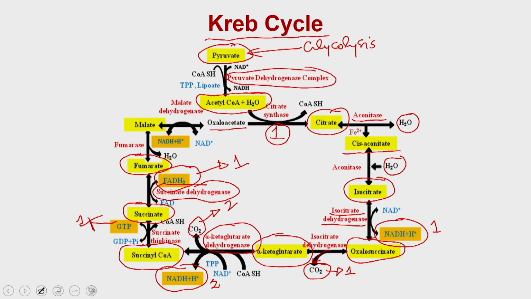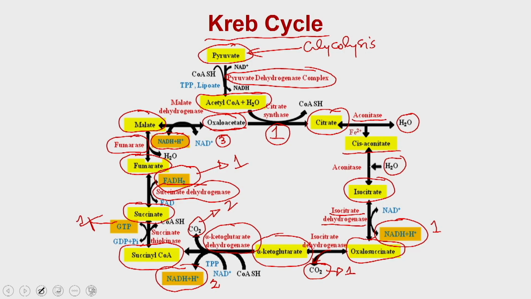Now, the one molecule of FADH2 and the one molecule of GTP. Now, the fumarate is getting converted into the malate with the help of an enzyme known as fumarase, and the malate is getting converted into the oxaloacetate, and the third molecule of NADH is being produced. So, this is the third molecule of NADH, which means you are generating three molecules of NADH, one molecule of FADH2 and one molecule of GTP.